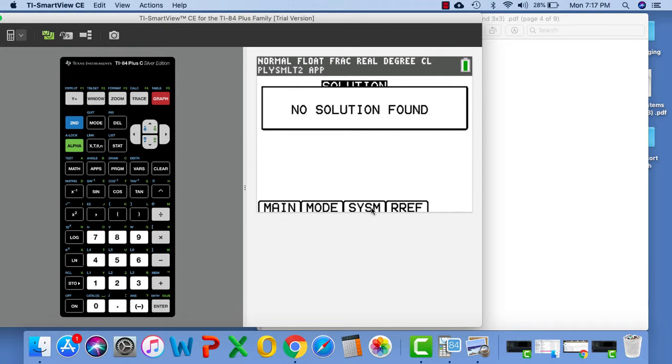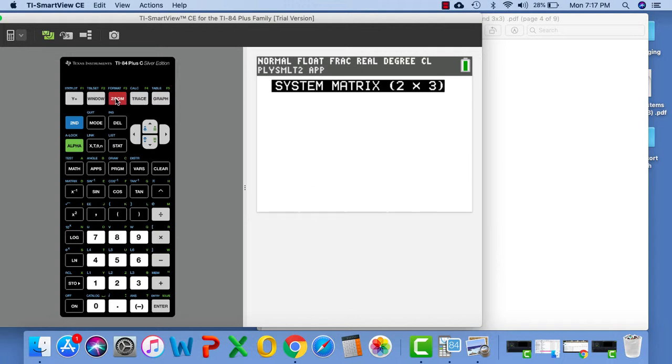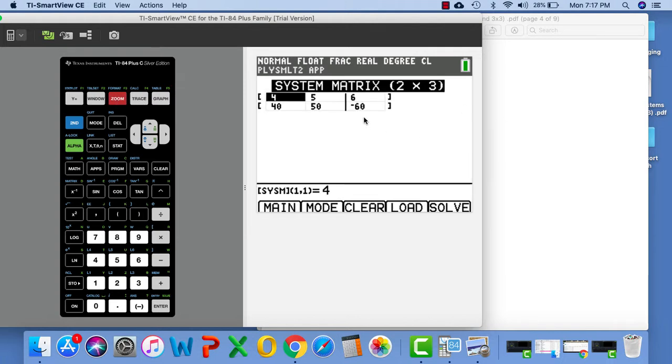Okay, now let's go back. I'm going to go back to the system, so I'm going to go to zoom. And now I'm going to do the same thing. I'm going to do the other special case so we can see what that looks like. And I'm going to come down, and I'm going to put in 60 instead of -60. And then to solve, I hit above the graph button.